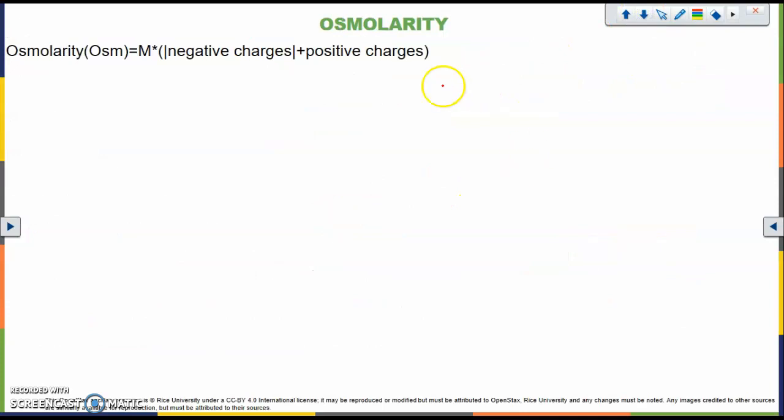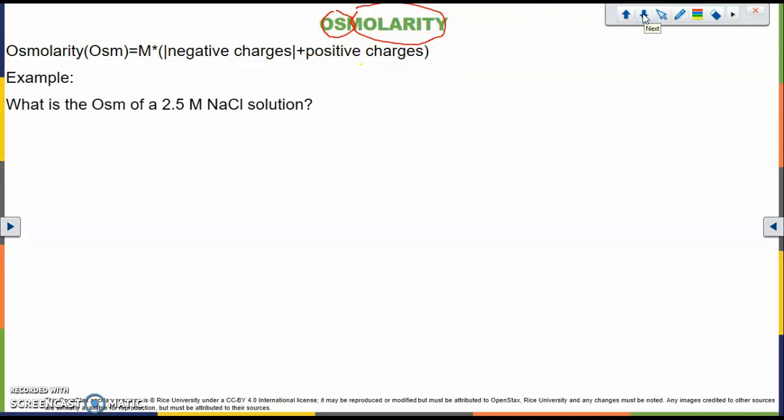So the kissing cousin, or actually the sibling of molarity, is osmolarity, and you can tell that this is related. Why? Because the word molarity is still in there. The only difference is there's an os, just like the Wizard of Oz, molarity. Okay, whatever. So osmolarity is actually quite straightforward. This is just molarity times the absolute value of the negative charges plus the positive charges. What does that mean? So I might as well do an example here.